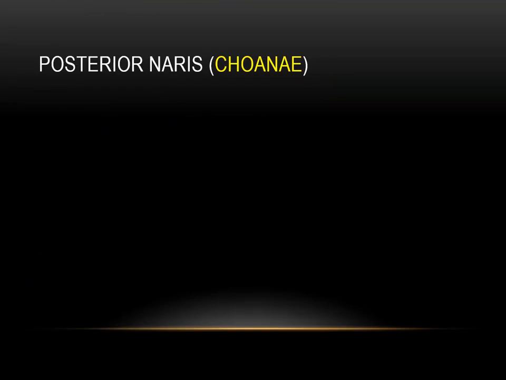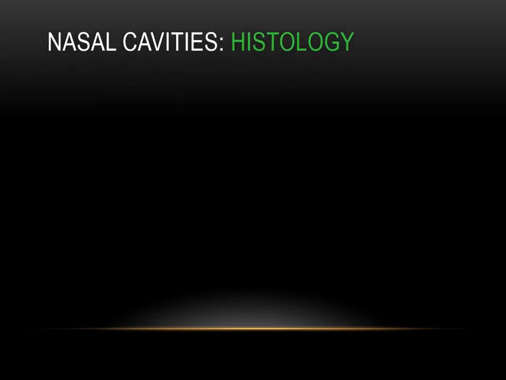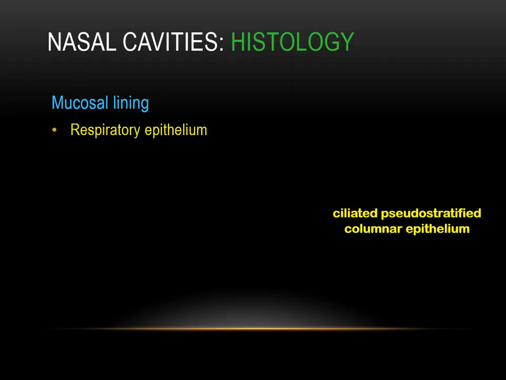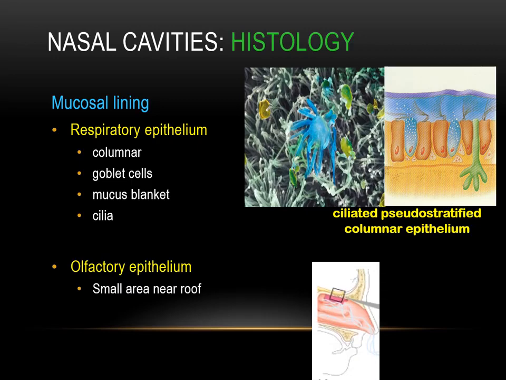So after passing by the nasal vestibule and the nasal cavity proper, we have the posterior nares or the choana, which is bounded in the middle by the nasal septum and on both sides by the inferior turbinates. So nasal cavity histology. The mucosal lining is respiratory epithelium formed of columnar cells, goblet cells, mucus blanket, and cilia, and the olfactory epithelium is a small area near the roof.